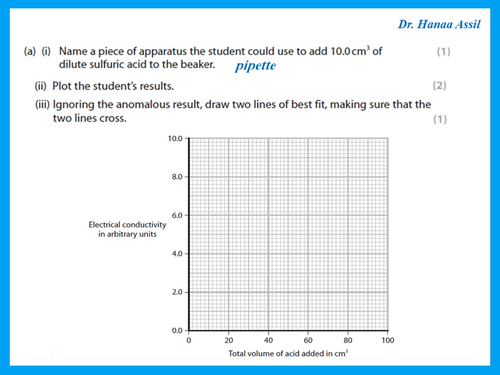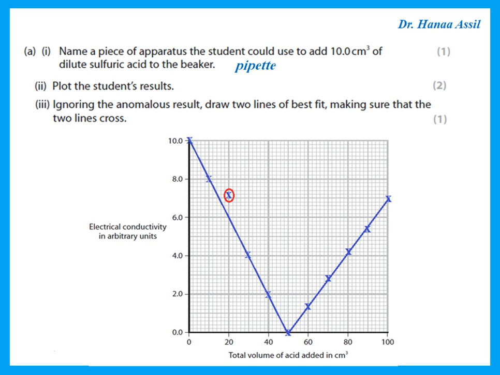Then he says, plot the student's results. Do you know how to plot? You should plot using small x's. So if you plot, this is what they look like. Now, he's saying, ignoring the anomalous result, draw two lines of best fit. Please, before you join the points, check which instructions he's giving you on how to join the points. So here he's saying, draw two lines of best fit, making sure that the two lines cross. So obviously these are the two lines. This point that is far away from the line is the one he's referring to as the anomalous result. It's a wrong result, so you don't include it in the line.